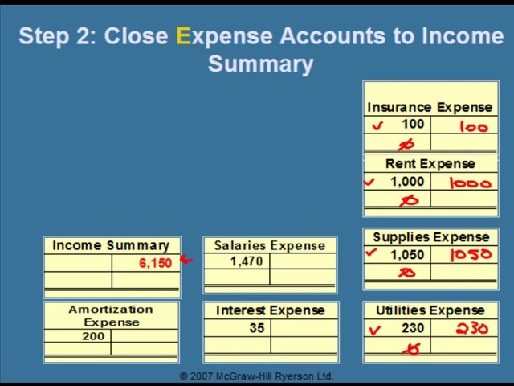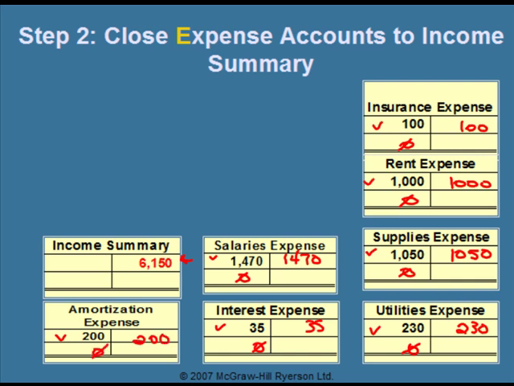Salaries expense has a debit of $1,470. We're going to credit that amount to make that zero. We have an interest expense account with a debit of $35. We're going to credit $35 in order to make this account zero. The last expense account is amortization expense. As a $200 debit, we're going to credit $200 in order to make this account zero.